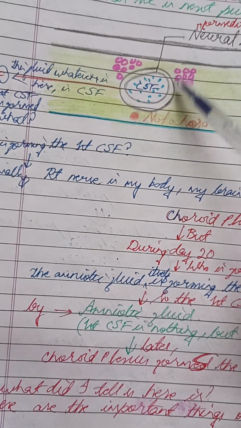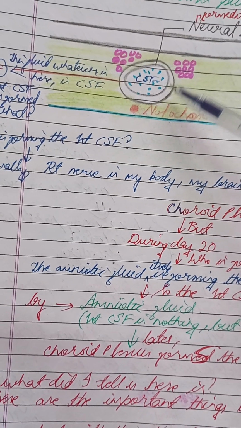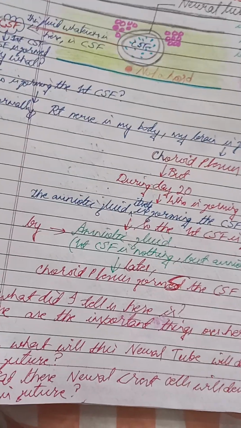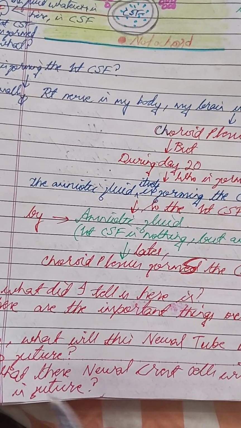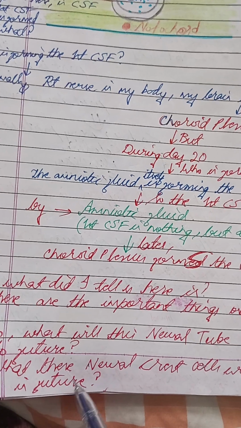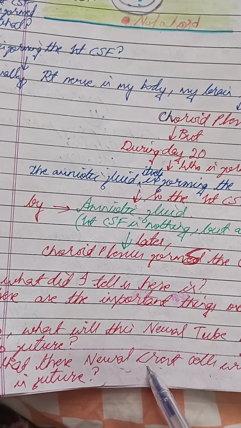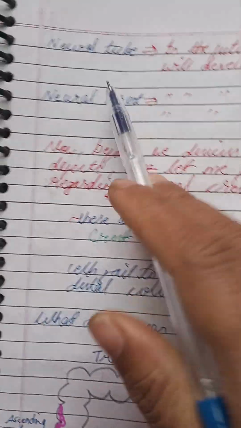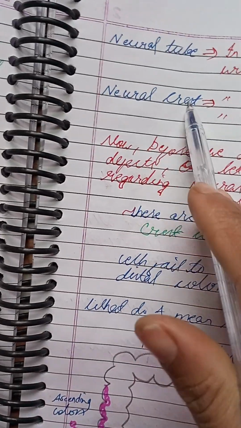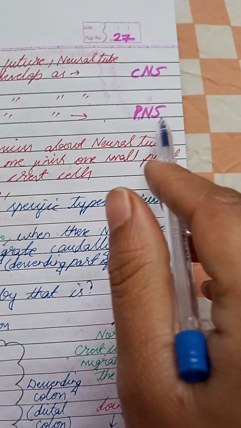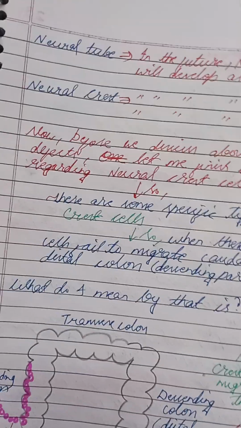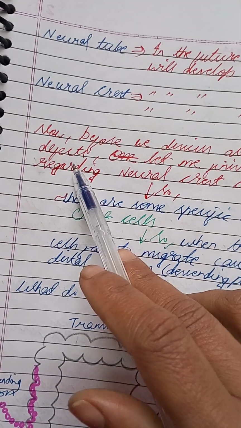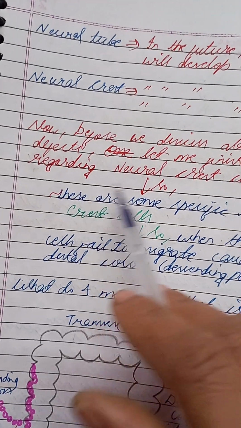So what did I tell you here? The important thing is what this neural tube will develop into in the future, and what these neural crest cells will develop into in the future. The neural tube will develop as the CNS, and the neural crest will develop as the PNS. Now before we discuss the neural tube defects, let me finish one small point regarding the neural crest cells.